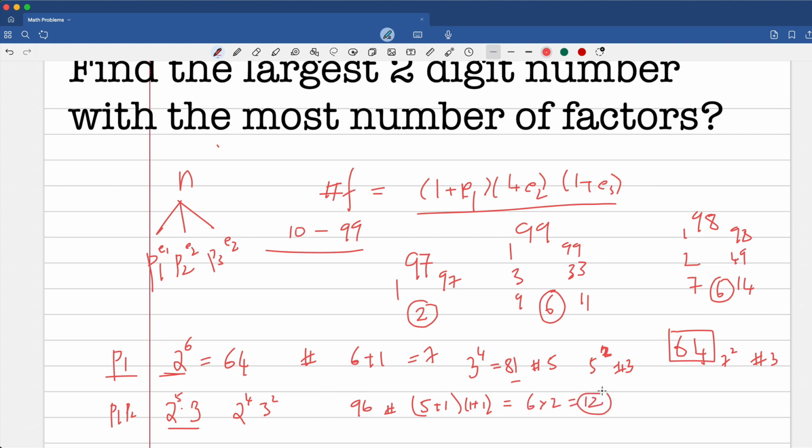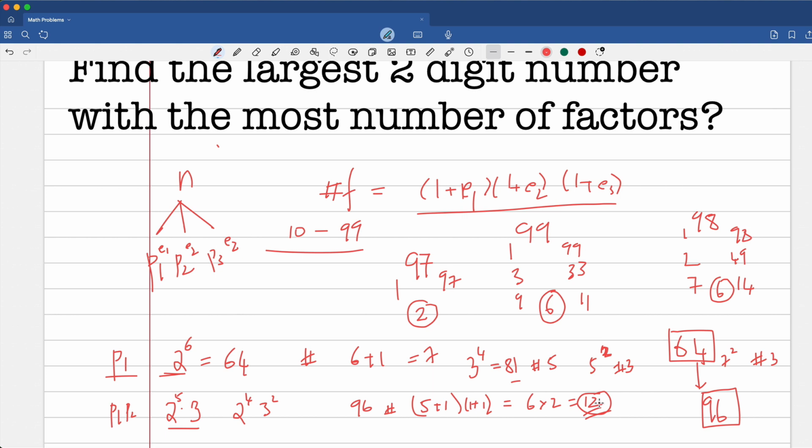This seems to be definitely higher than 64. So our new answer on hold is 96. And you know what? You could end the game here, because 97, 98, and 99 all have fewer factors than this. So 96 is the one with the highest number of factors possible.